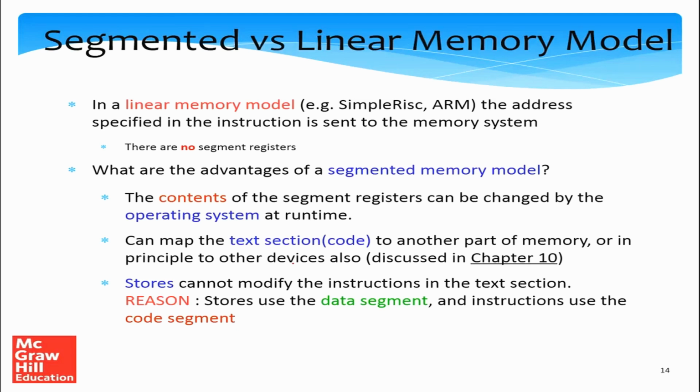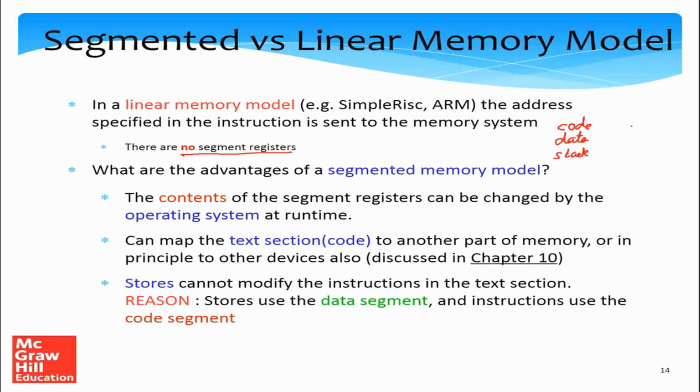ARM, Simple RISC and so on have a linear memory model where the address that is specified in the instruction is sent to the memory system, so segmentation is not required, right? So there are no segment registers. However, x86 does not have a linear memory model. It has a segmented memory model where, let's say, we divide our addresses into 3 types: code, which is regular program instructions; data, which is all the data that we would use; and then the stack. So data is pretty much global variables, and you can think of stack as local variables.